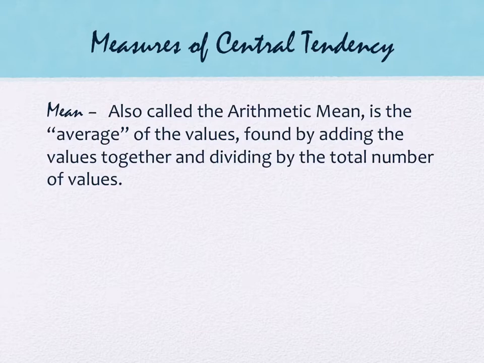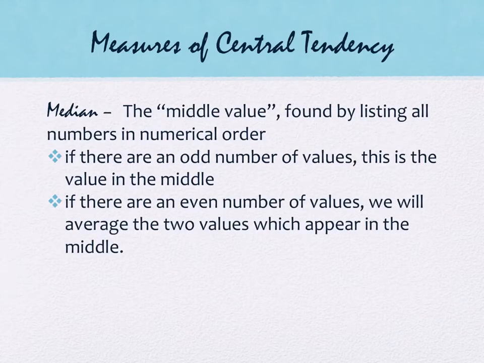So another measure of central tendency is called the median. The median is the middle value. It's found by listing all the numbers in numerical order. If there's an odd number of numbers, there's always a middle value, right? Like if you have 3 people, you put them in height order, there's always someone in the middle, right? But things are weird when there's an even number of people. If I had 4 of you and I put you in height order, there's no real middle, right?